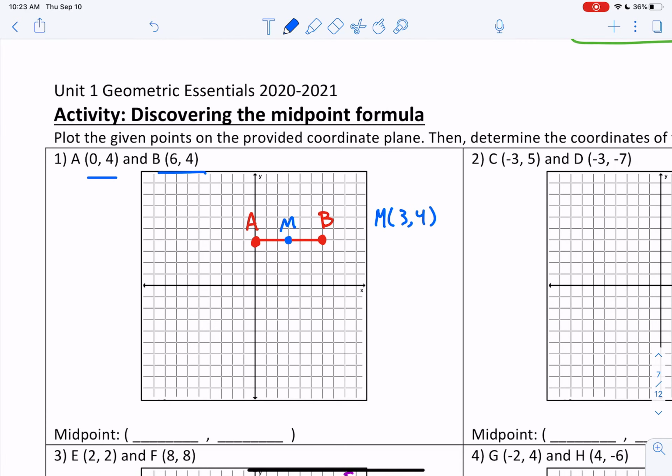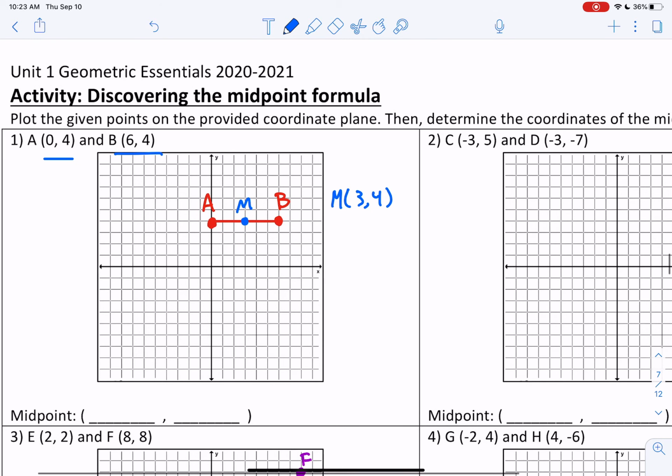All right, now number 2 is a vertical line, so very similar. So go ahead and pause this, try that one on your own, and try to find the midpoint of CD.